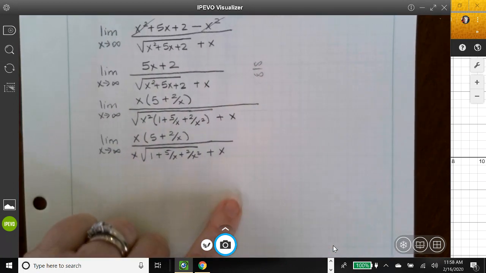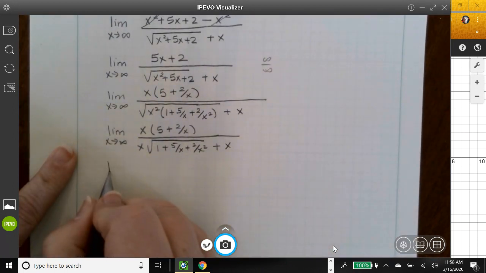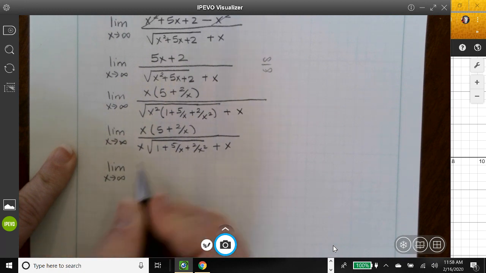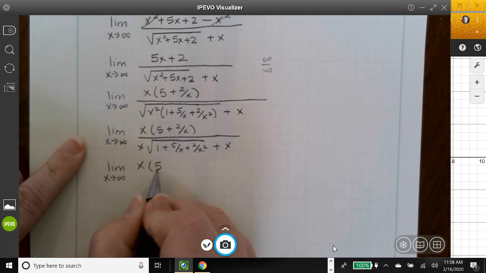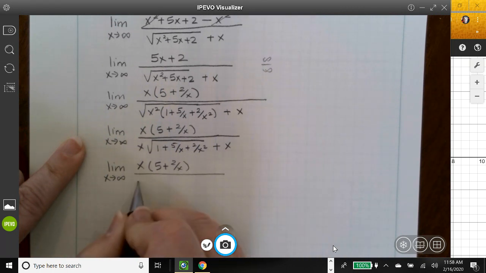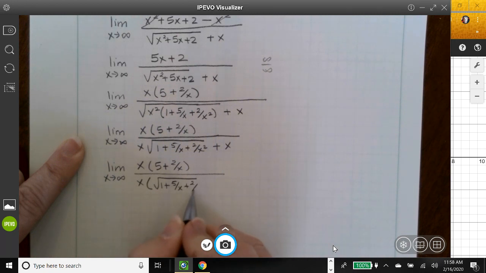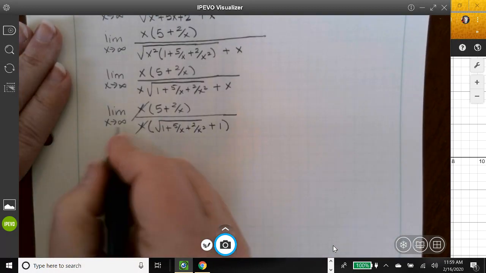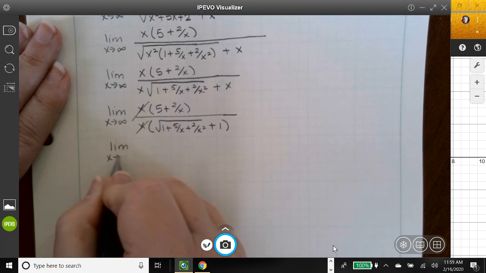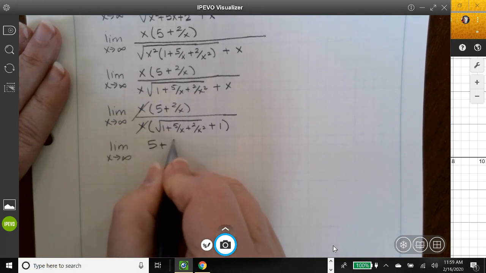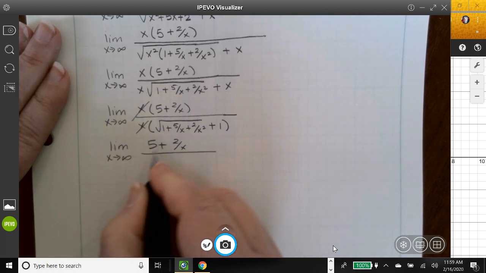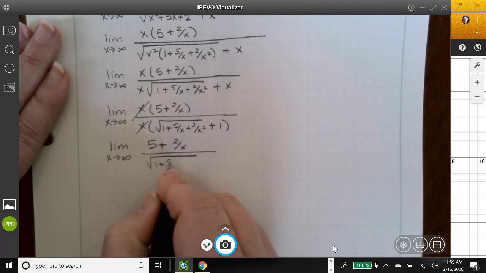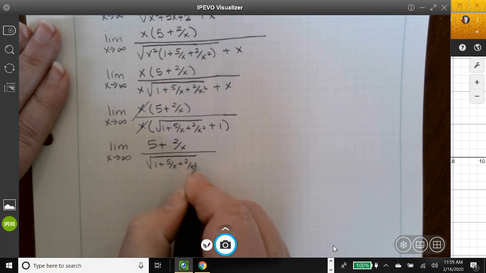And now in the denominator, do you see how I can factor out an x? So we get the limit as x goes to infinity of x times 5 plus 2 over x in the numerator, over x times the square root of 1 plus 5 over x plus 2 over x squared plus 1. And now I can cancel these x's out, and I'm left with a limit that's much more doable. So this is 5 plus 2 over x over the square root of 1 plus 5 over x plus 2 over x squared plus 1.